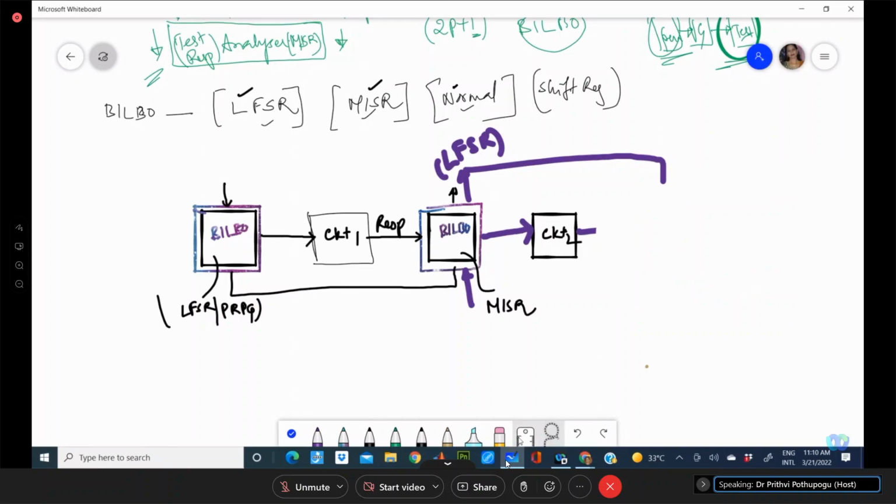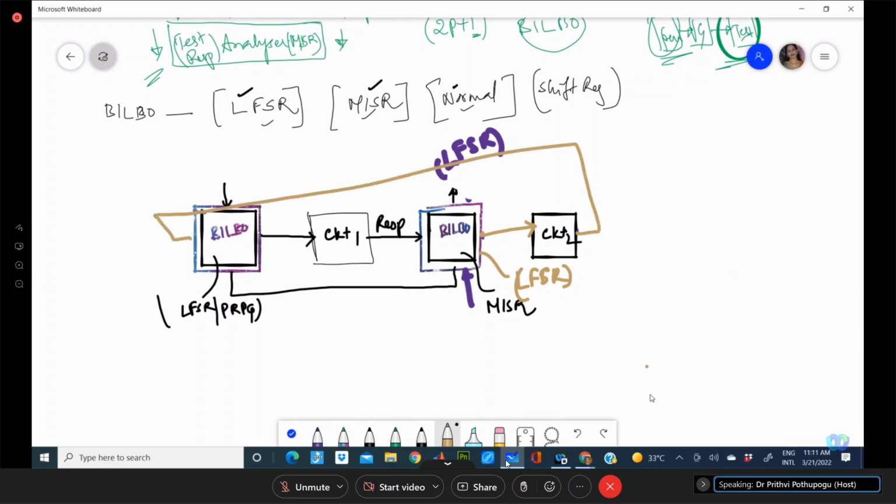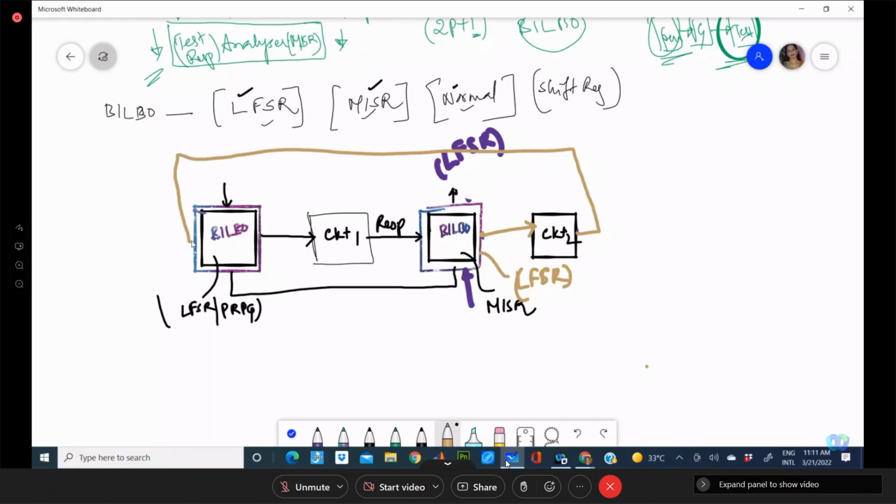Now when I am testing the second circuit, I use this setup as the linear feedback shift register, and this element I'll take back here. This I'll take as the multiple input signature register. Finished.